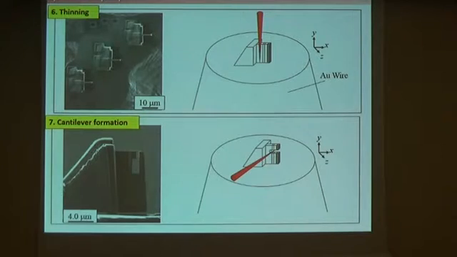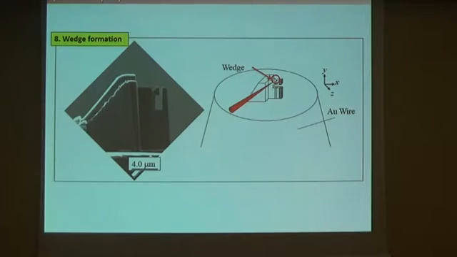And then the block was further thinned by FIB, and a cantilever shape is formed from one side. And finally, a sharp wedge having a tip just at the interface of interest was introduced.